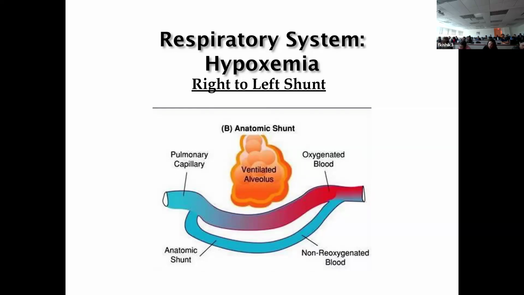So how would you say that the pinky is not being treated? No, it's being perfused. It is being treated, but it's not being oxygenated. Correct. Yes. Could pneumonia be an example of a right to left shunt? Because the alveolus is blocked. Yes, it could. This is on the next slides.